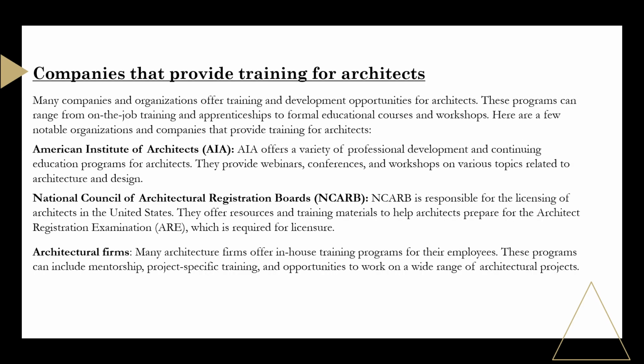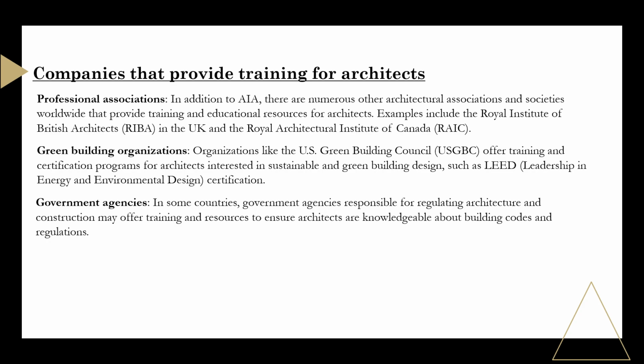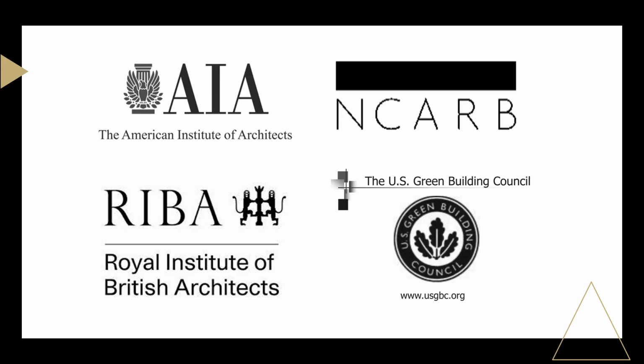Finally, we will talk about some companies that provide training for architects. Many companies and organizations offer training and development opportunities for architects. These programs can range from on-the-job training and apprenticeships to formal educational courses and workshops. Here are a few notable organizations and companies that provide training for architects: the American Institute of Architects (AIA), the National Council of Architectural Registration Boards (NCARB), architectural firms, in addition to professional associations, including the Royal Institute of British Architects (RIBA) in the UK and the Royal Architectural Institute of Canada (RAIC), green building organizations like the U.S. Green Building Council (USGBC), government agencies. And these are some of the logos of some organizations.